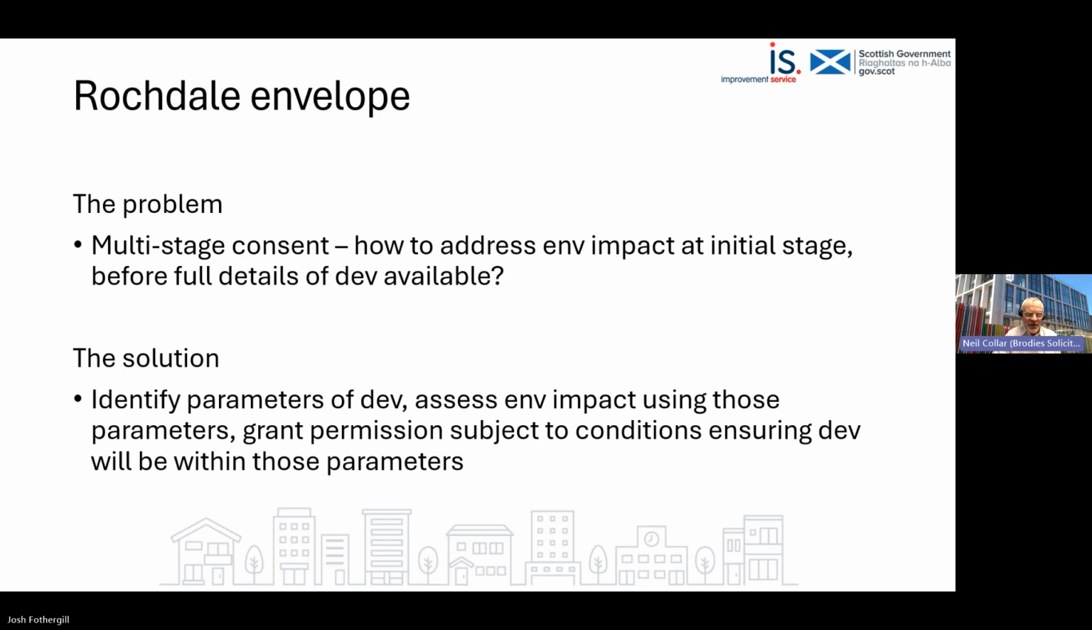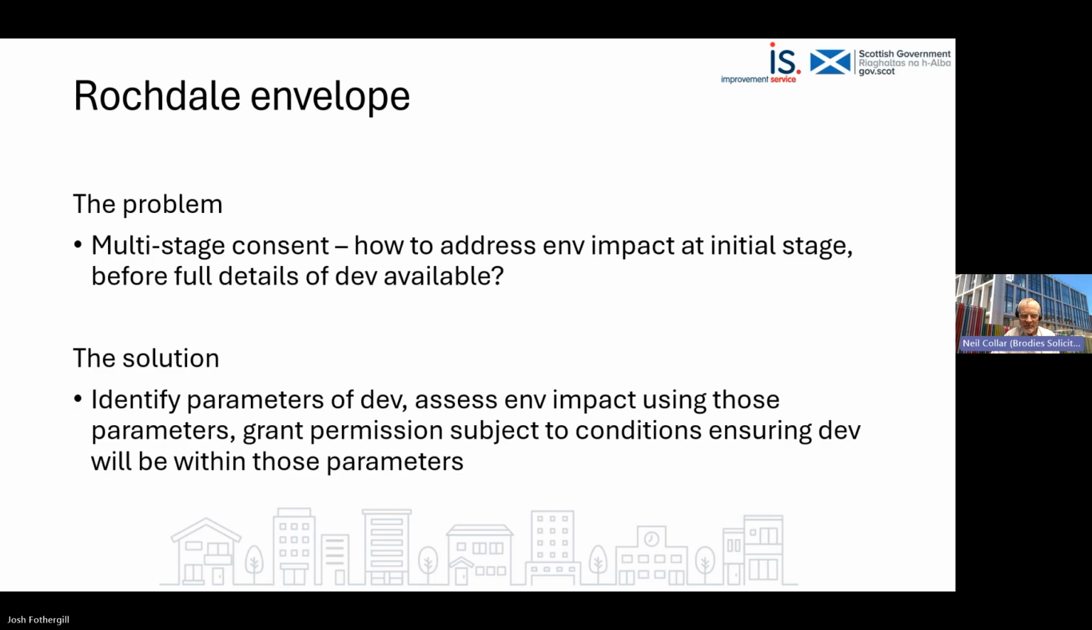And actually, although this section is being described as common complexities, it's not actually particularly complicated when you come down to it. And that's the beauty of it. It's a very practical device for actually letting us all just get on with things. As you can see on the slide, I've set out what the problem is and why the Rochdale envelope is the solution. The problem is that in Britain, Scotland and England, we have the potential to do multi-stage consenting.